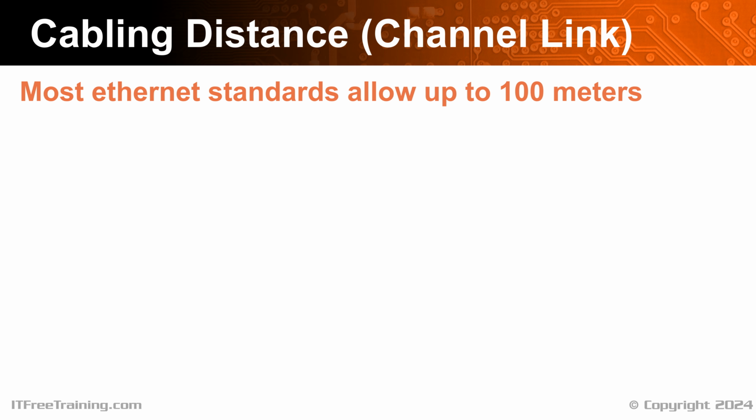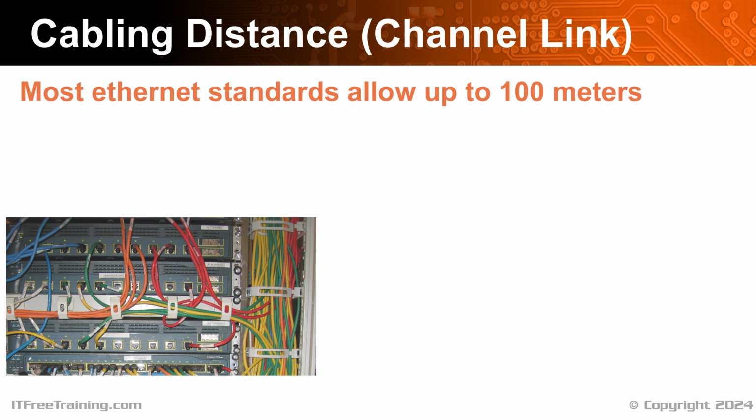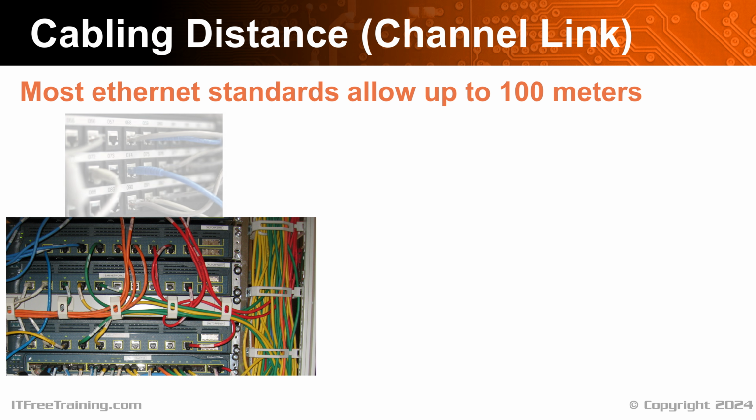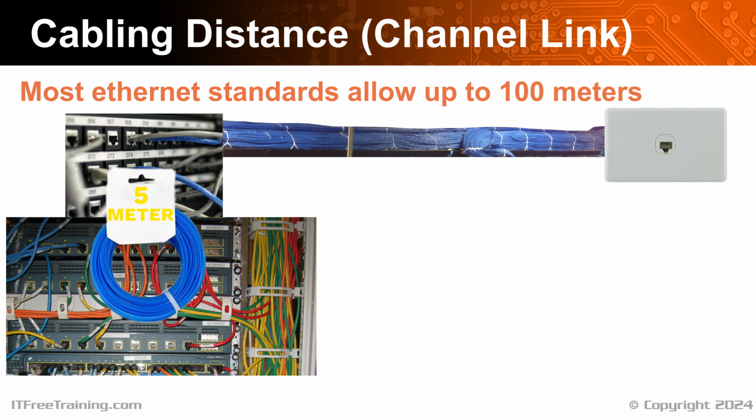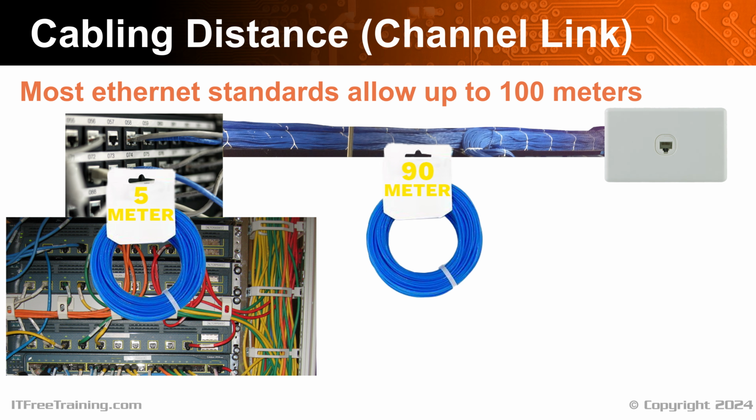From the network devices to your patch panel, allow for 5 meters of cabling. From your patch panel to the wall socket, allow for a maximum of 90 meters. Lastly, to make up the 100 meters, allow another 5 meters to the device you are plugging into the wall socket. So the question is, what happens if you need to go over 100 meters?